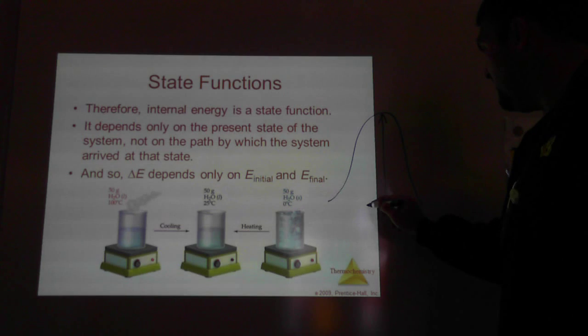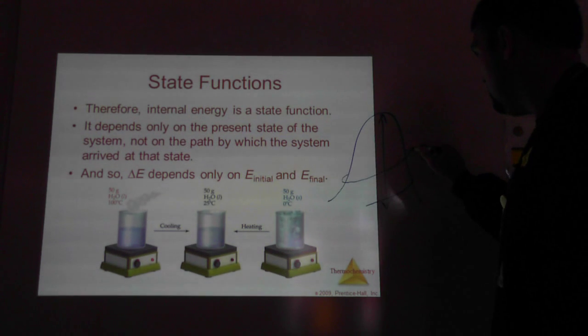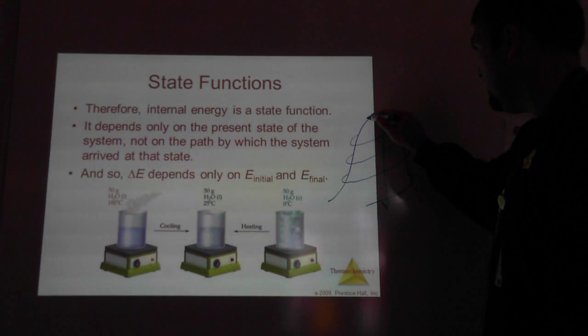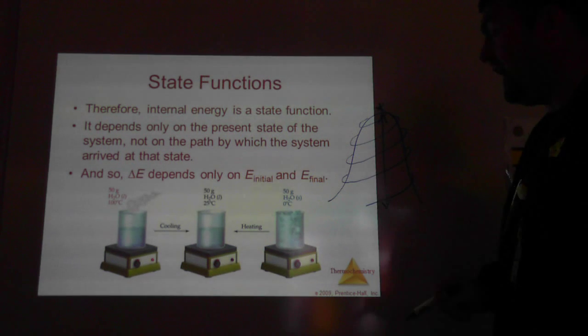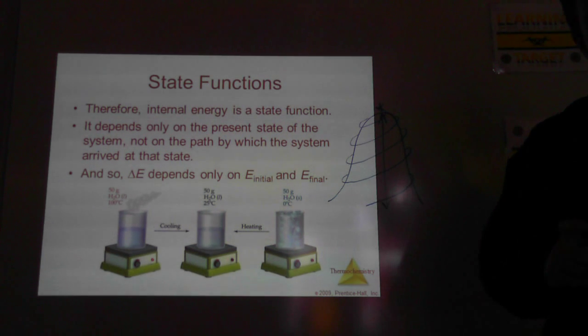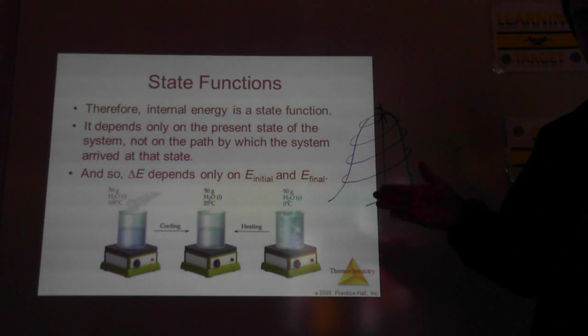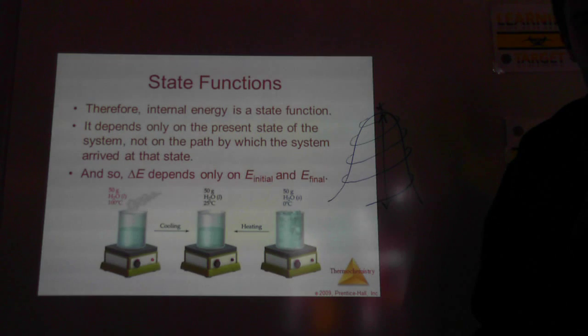I could also start at the bottom of the mountain and take a track around the mountain like so, until I get to the top of the mountain. It's going to be a little bit of an easier trek to get there. But when I get to the top of the mountain right here, I'm still at the same elevation. So the elevation of the mountain is a state function. It does not depend on how I get there.